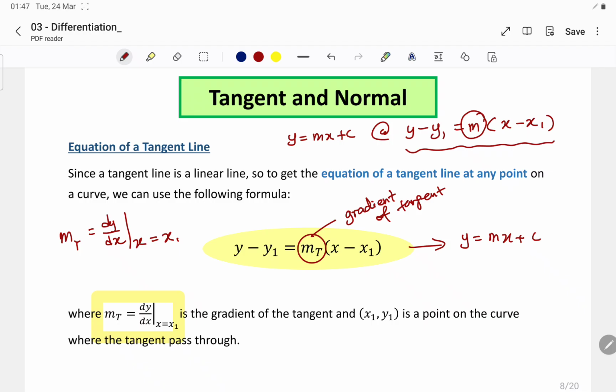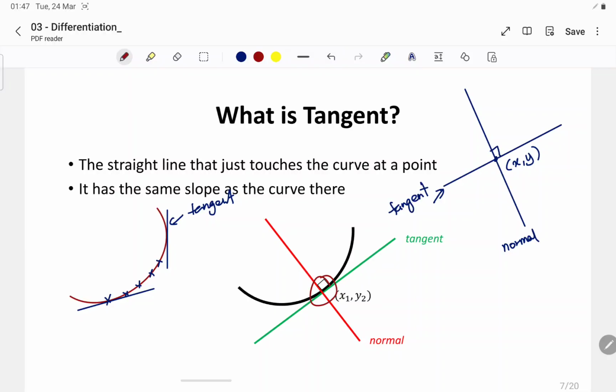What you have to do is, first of all, you have an equation, a function, and then you differentiate the function. After you differentiate the function, you have to substitute a point of x inside the equation after differentiating just now. After differentiating, you substitute the value of x, and then you will get the mt. So basically this mt is the gradient of tangent. Then x1 and y1 is the point here, a point that touches the tangent line.